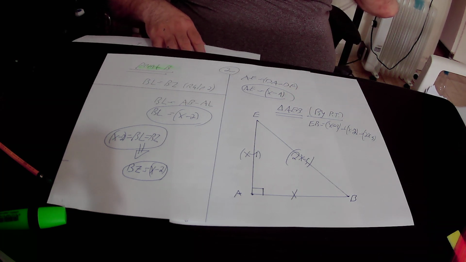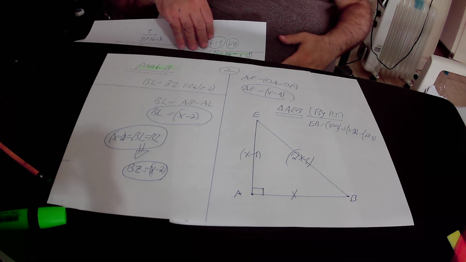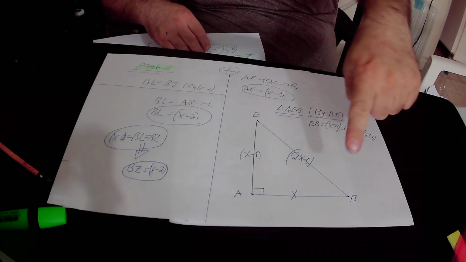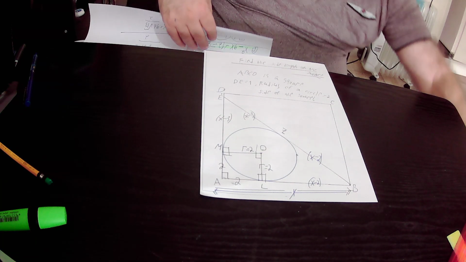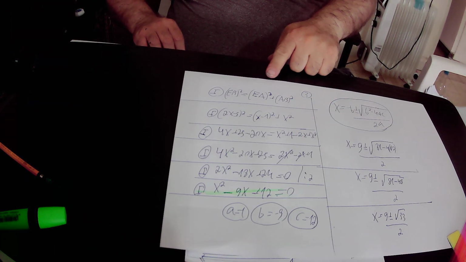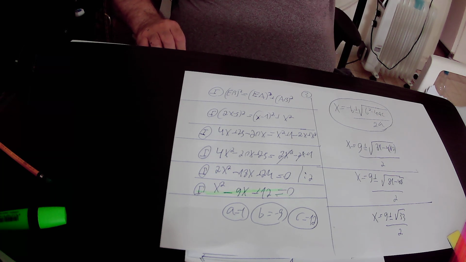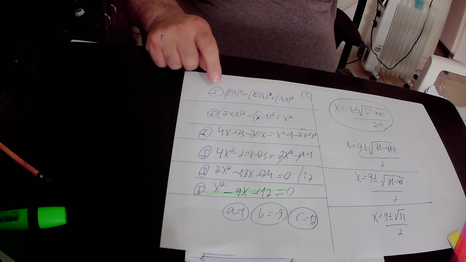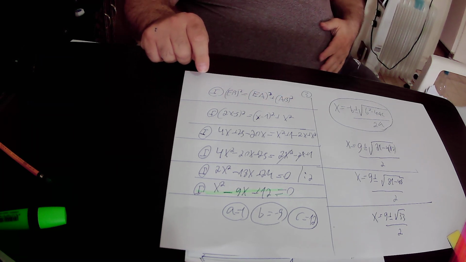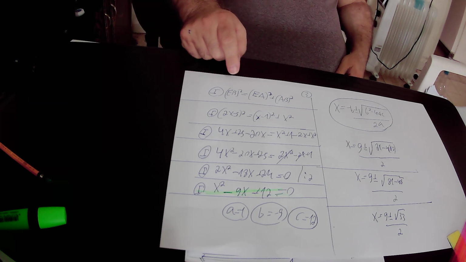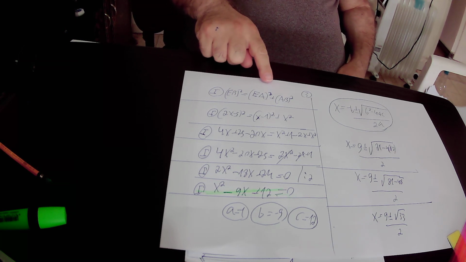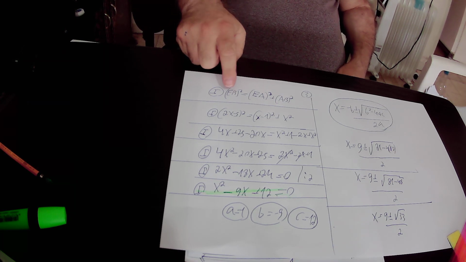According to the Pythagoras theorem, the square of the hypotenuse equals the sum of the squares of the perpendicular sides. That is to say, EB square equals EA square plus AB square. EB equals 2X minus 5, EA equals X minus 1, and AB equals X. Okay, we square these sides, and we got this equation.